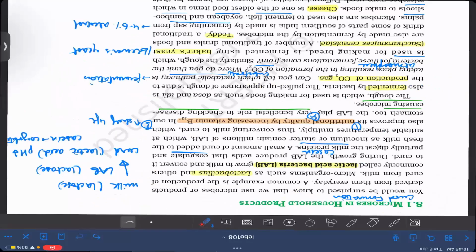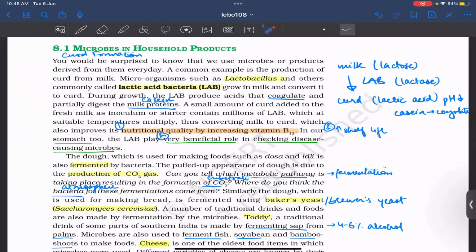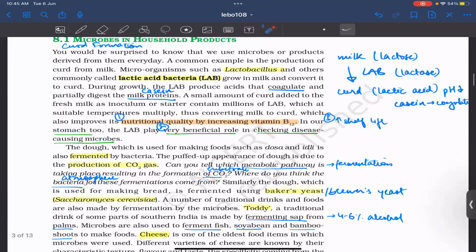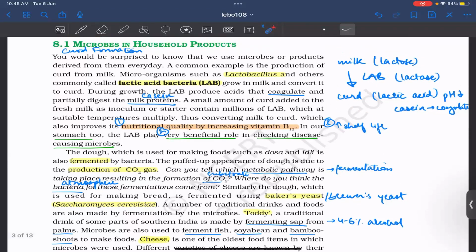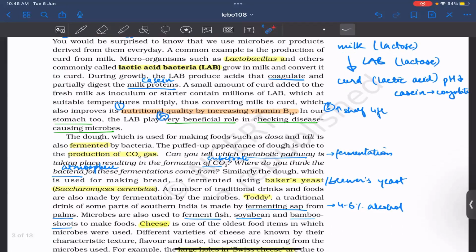It is on the basis that milk has lactose in it. So lactic acid bacteria act on the lactose, and they have an enzyme called lactase. The lactase acts on lactose, turning it into lactic acid, which leads to a decrease in the pH, and therefore the milk protein casein coagulates, which leads to formation of curd. As it is written in the theory, the milk protein casein coagulates. Now a small amount of curd is added to the fresh milk as inoculum. Just remember the word inoculum, which contains millions of LAB.